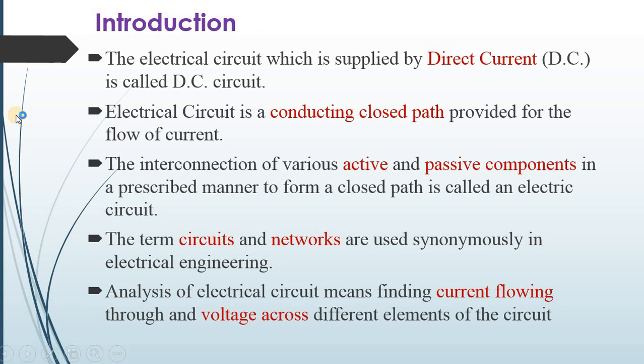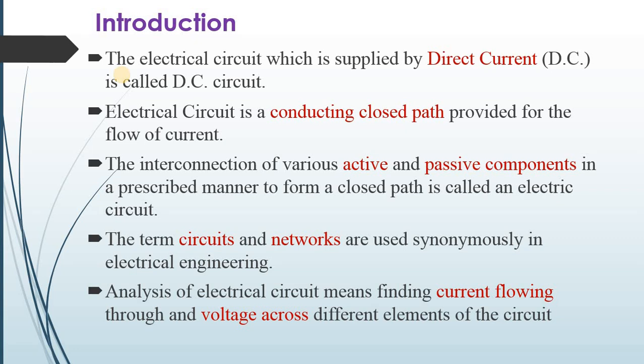So what is a DC circuit? The electrical circuit which is supplied by direct current is called a DC circuit. In another way, an electrical circuit is a conducting closed path provided for the flow of current. Also, a circuit is the interconnection of various active and passive components in a prescribed manner to form a closed path. We will discuss these active and passive components in detail.